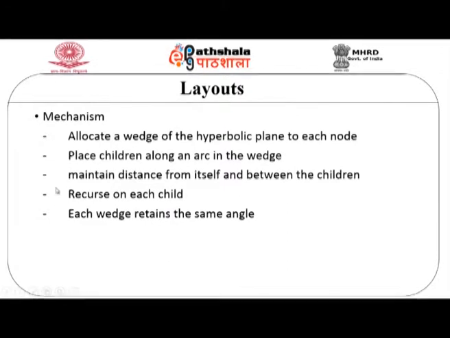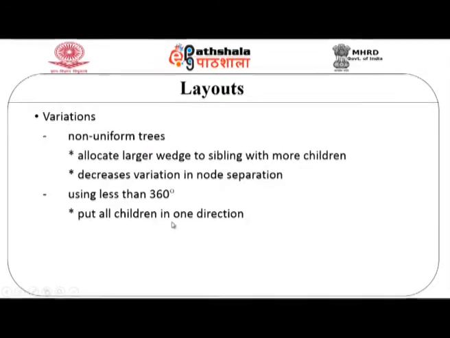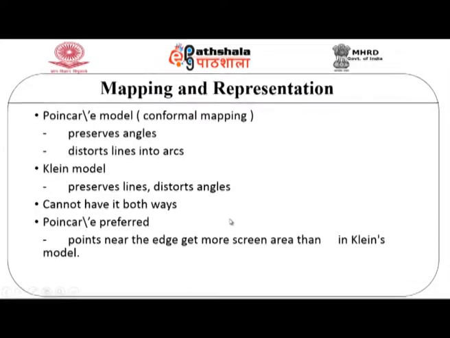The mechanism that we use in the layout is: allocate a wedge of the hyperbolic plane to each node, place the children along an arc in the wedge, maintain the distance from itself as well as between the children, and recurse on each and every child, and each wedge retains the same angle. Let us look at the variations. In the case of non-uniform trees, we allocate a larger wedge to a sibling with more children, and this decreases variation in node separation. If we use less than 360 degrees, we put all children in one direction.